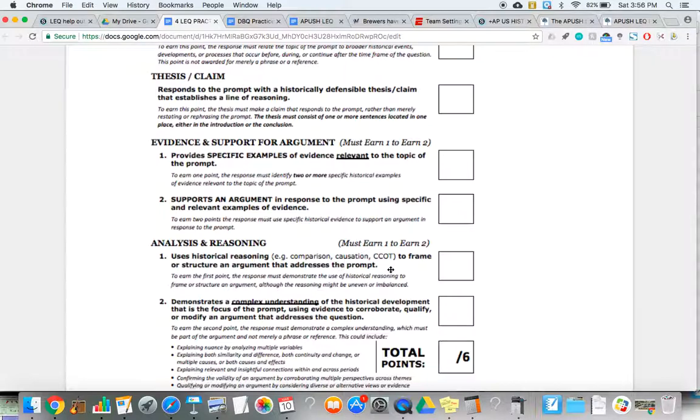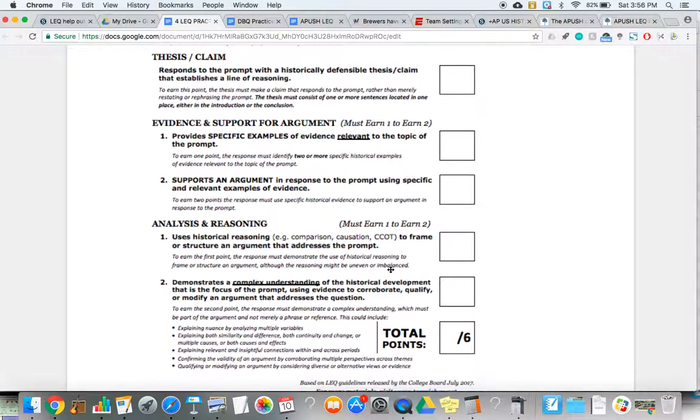So this... it doesn't have to do both sides, because usually you're comparing or you're really getting into a couple of different things here. It can be pretty one-sided to get that point. And then lastly, this one was from your DBQ as well, demonstrating a complex understanding of the historical development.